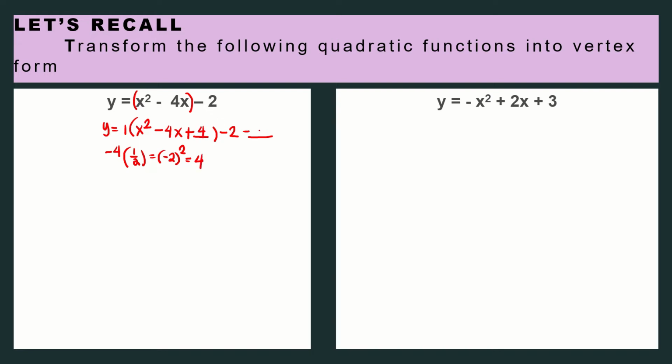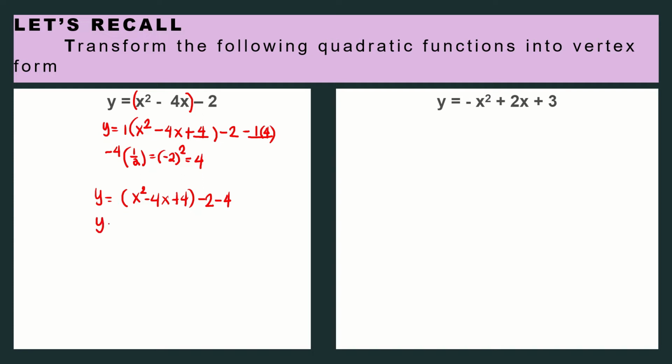And then here, we're going to multiply it by a. The number that we get here, multiply it by 1. So that's 1 times 4. Then we simplify. We now have y is equal to the quantity x squared minus 4x plus 4, then minus 2 minus 4. I did not write 1 here anymore because by convention, we know that there is an invisible 1.